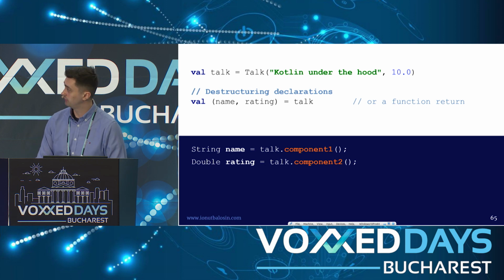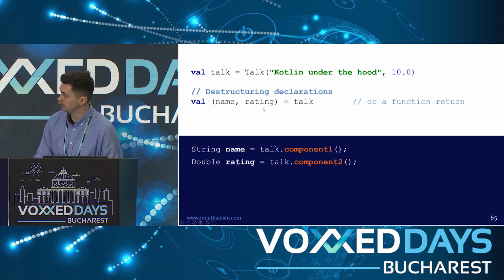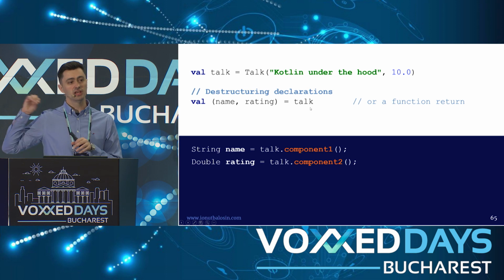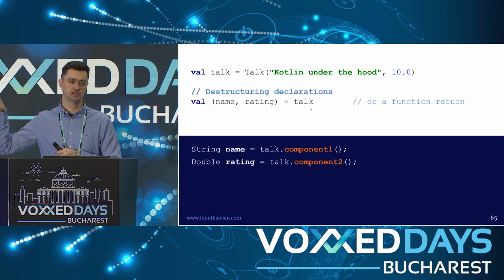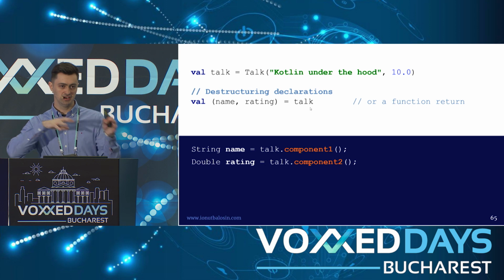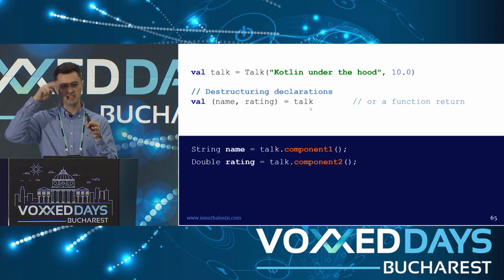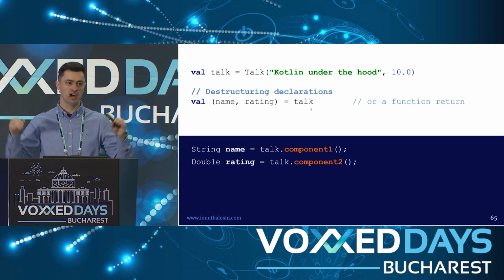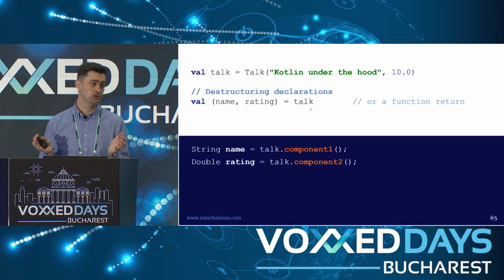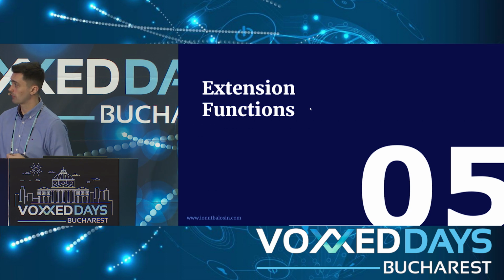And also the nice thing is you can use these destructuring declarations to assign them from a function return, for example. Instead of getting the value out of that function and calling get, in one line you can have everything set in those variables. So it's really nice and concise code.